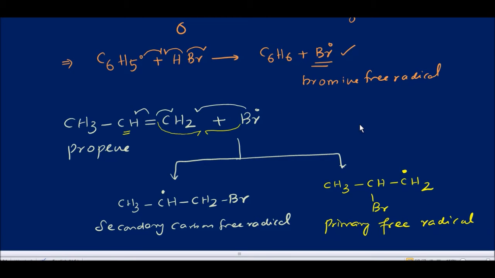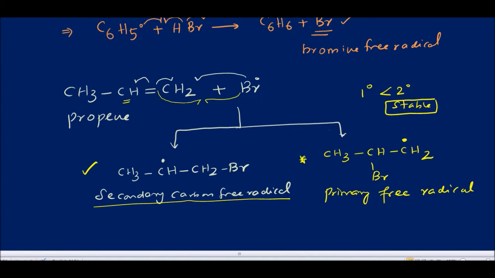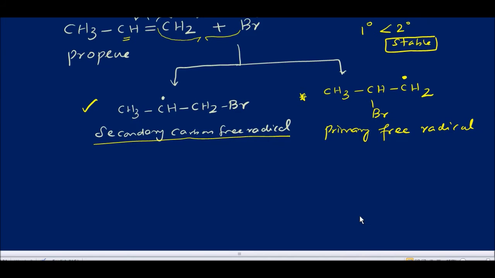And we know very well about the stability of primary and secondary. Secondary is more stable than the primary. So the addition should follow this mechanism rather than this. So we should have the first mechanism, in which the secondary free radical is made as an intermediate. When you continue in the next stage, we will be treating this with HBr once again. Here I can write HBr.